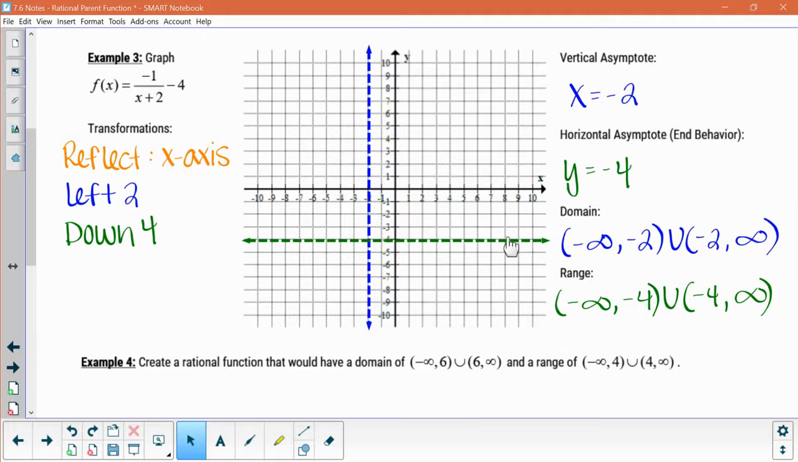So this piece that would normally be here is going to flip and be down here. Similarly, I would normally have a piece here with this point indicated left 1, down 1. But because of the reflection, it's now reflected up because this new horizontal asymptote is functioning as my new x-axis. So that takes care of the reflection. I have my domain, I have my range.